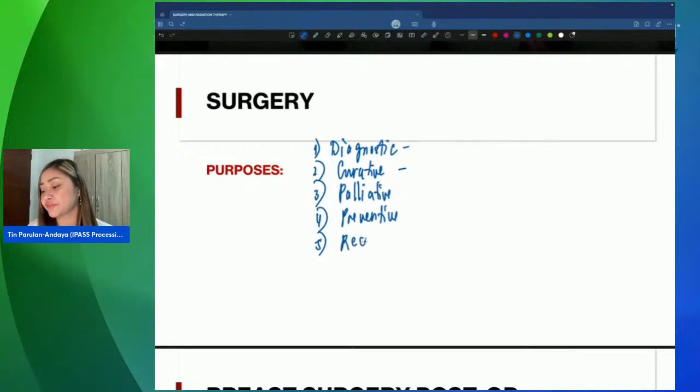But I would like to add another purpose, which is reconstructive surgery. What is this? This is done to restore function or appearance, like breast reconstruction after a mastectomy. So we have two major topics when it comes to surgery for oncologic nursing.